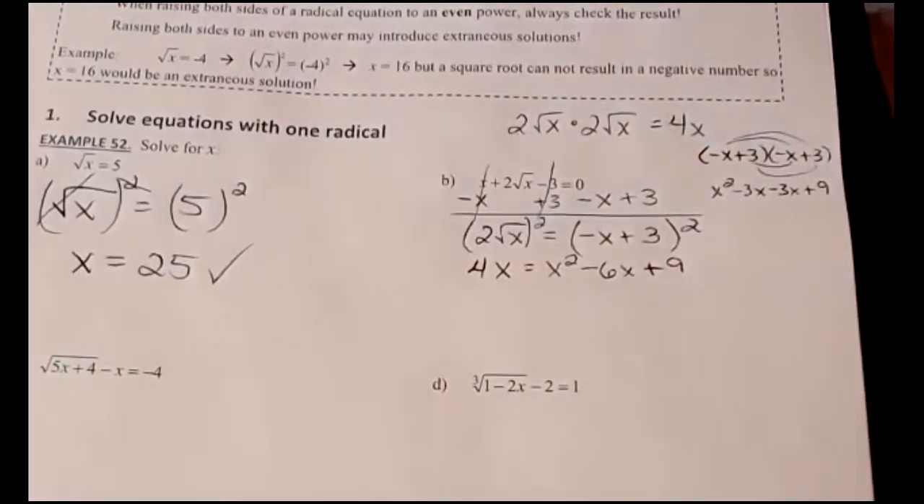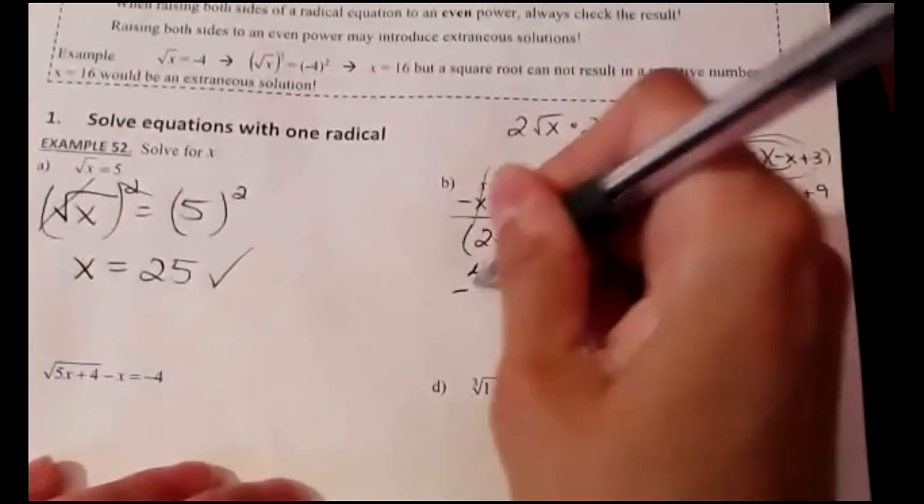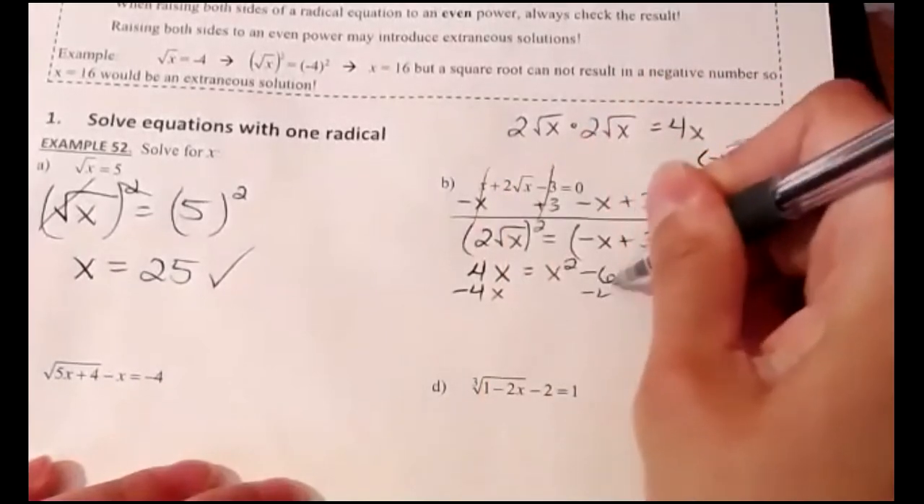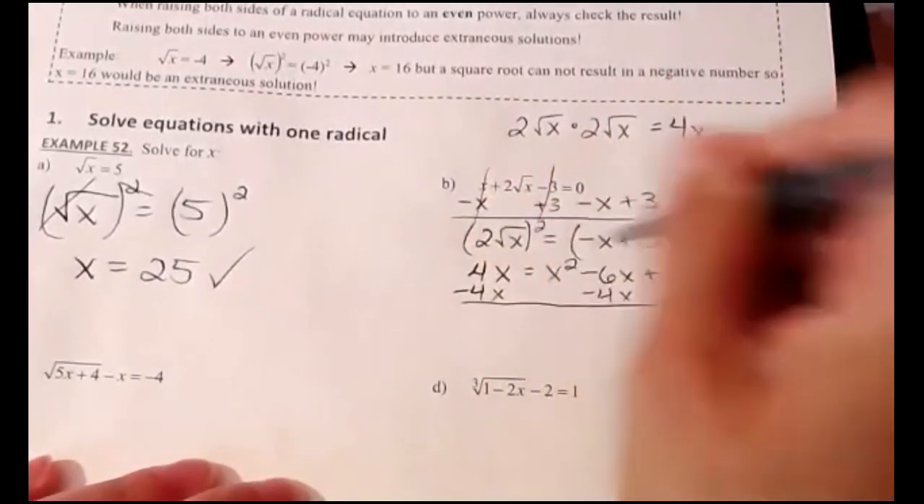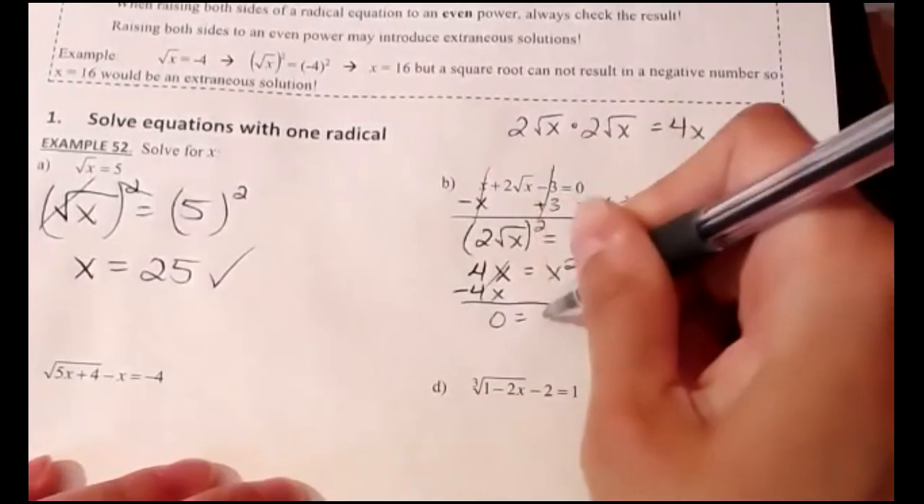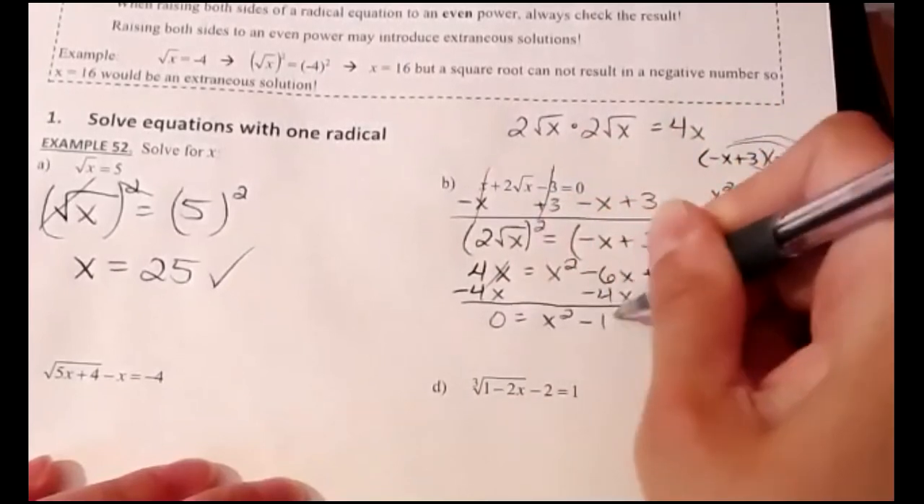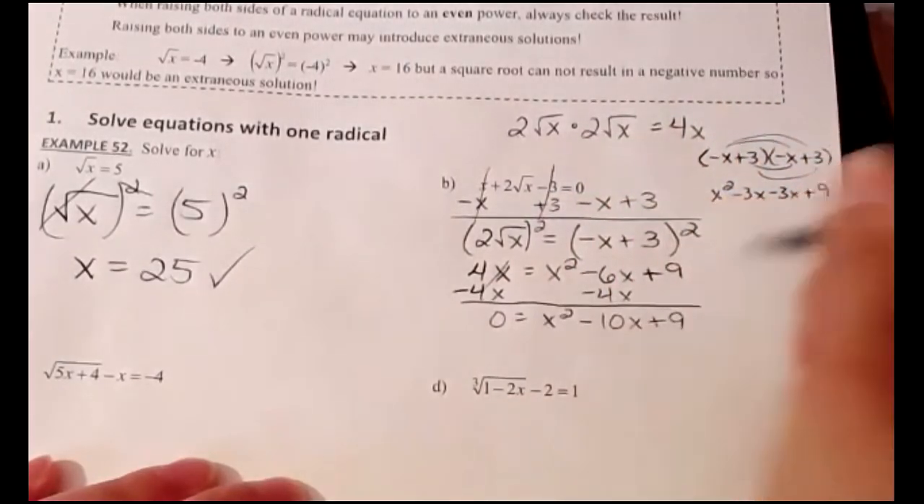Excellent. Where would you go from here? Bring the 4x over, set it equal to 0. Perfect. We are applying our rules from unit 1 when we were solving by factoring. X squared minus 10x plus 9.